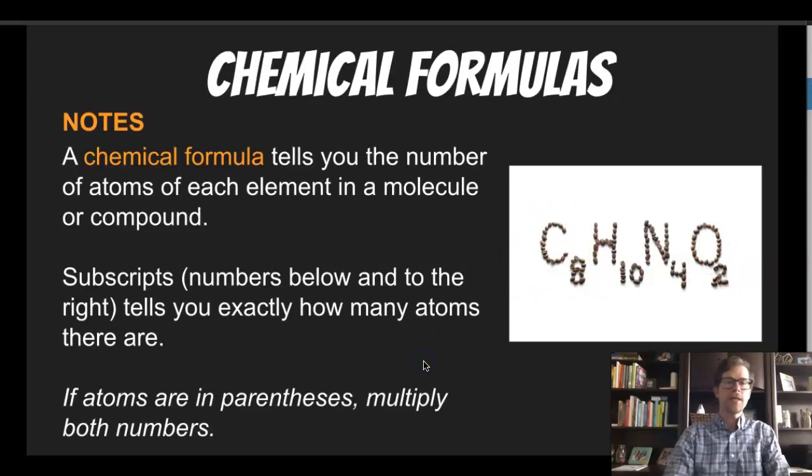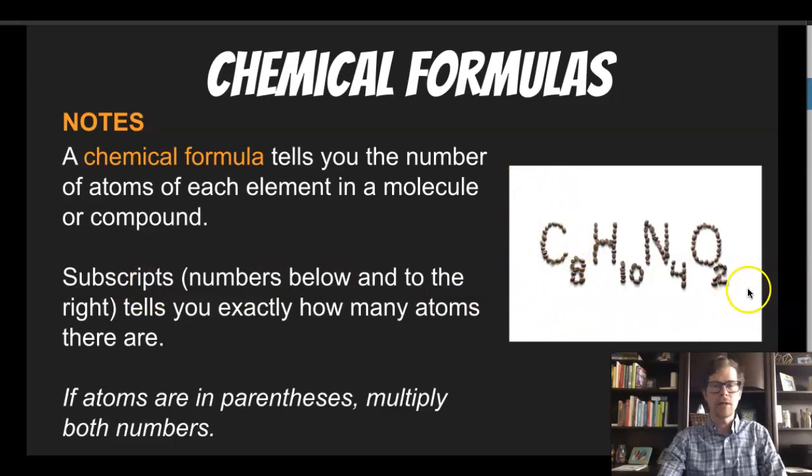Okay, so what's a chemical formula? A chemical formula tells you the number of atoms of each element in a molecule or compound. And that's what we're seeing right here with our caffeine. It tells you that we have 8 carbons, 10 hydrogens, 4 nitrogens, and 2 oxygens. These little numbers, which are below and to the right of the letters, are subscripts, and they tell you exactly how many atoms there are of each element present.